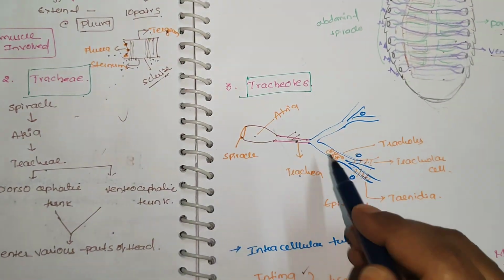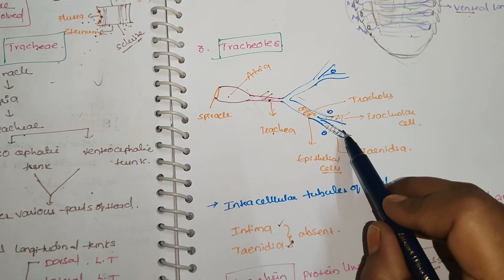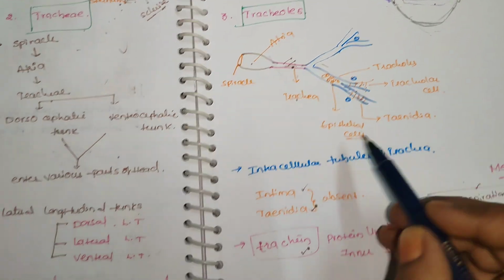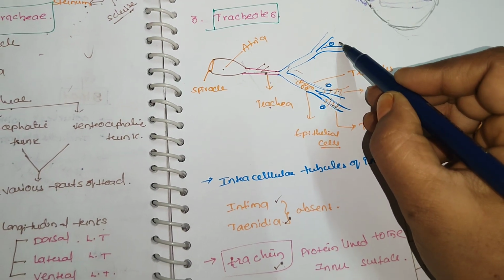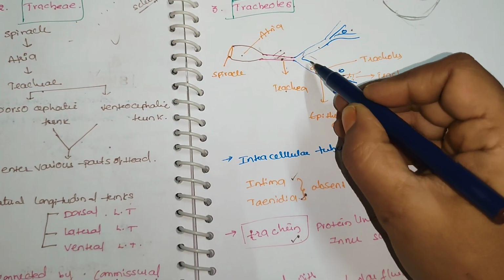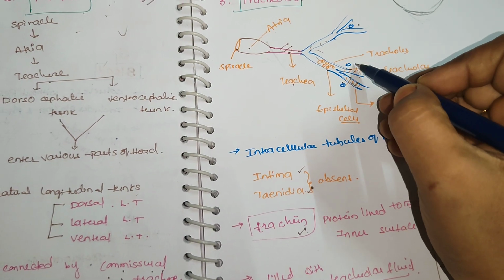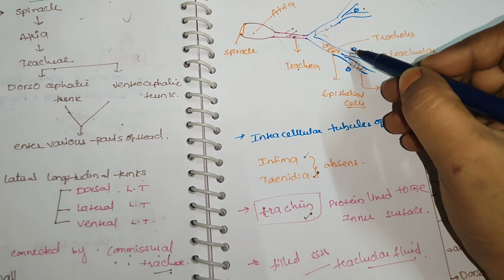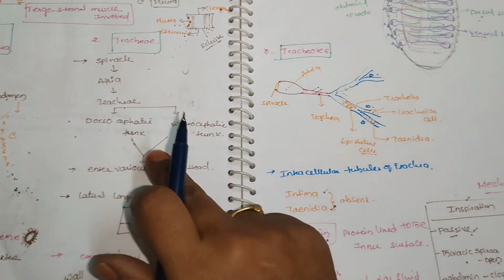Then it leads to the tracheoles. The trachea branches into structures called tracheoles. In the tracheoles there is no intima, there is no ctenidia. It has a basement membrane and an epithelium. Tracheal fluid is also present. It has a protein, that is trachin protein. The protein surrounds the inner surface of tracheoles. Tracheal cells, tracheal fluid, intima absent. Then trachin protein is on the surface. So this is the information regarding spiracles, trachea, tracheoles.